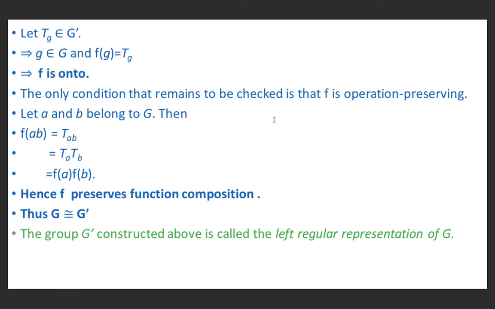The only condition that remains to be checked is that of operation preserving. Let a and b belong to G. f(ab) equals T_ab. T_ab is nothing but T_a into T_b by the first property, and this is equal to f(a) into f(b). So f(ab) is equal to f(a) into f(b). It means f preserves function composition. So we have shown that it is a function, it is 1-1, it is onto, and it preserves function composition. It means G is isomorphic to G'.